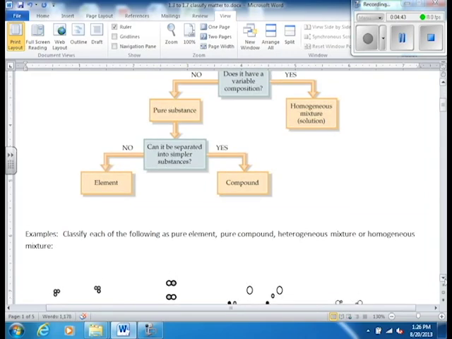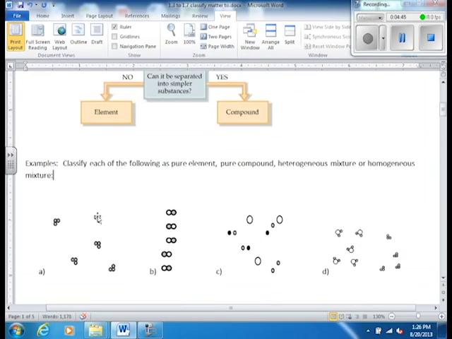Can we separate this into simpler substances? Well, we could separate these little gray balls apart into single gray balls, possibly, but they would all be gray balls. So we have a pure element. So I would symbolize different elements by different colors here.